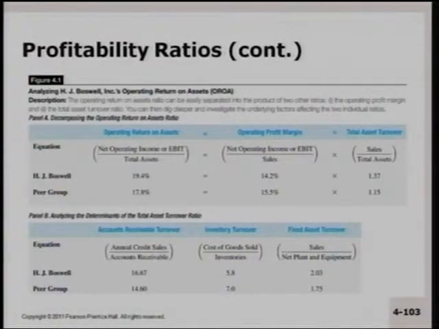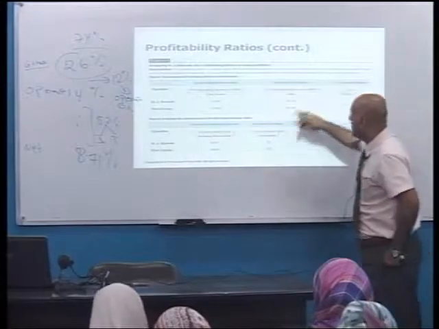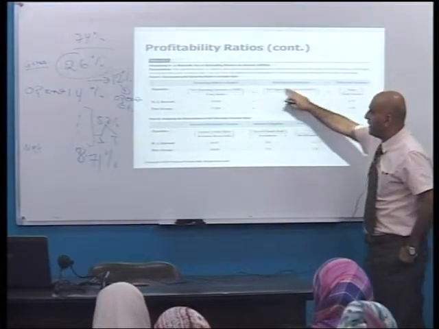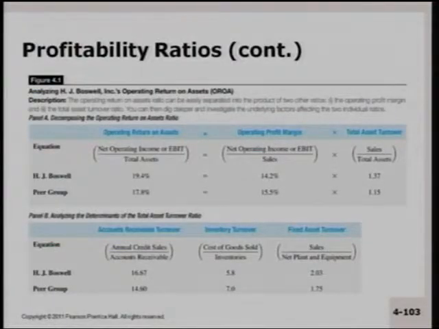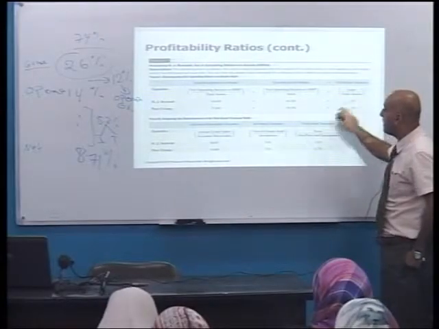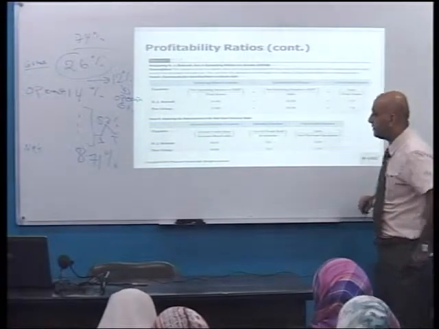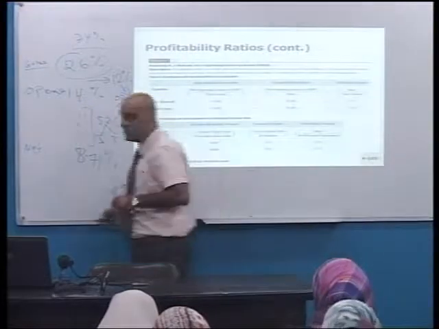How did we calculate this, how did we get the 19%? Operating return on assets is equal to operating profit margin, and I showed you how we estimate this, times total asset turnover, so sales divided by total assets. We have 14% times 1.37, and we have the same. Okay?